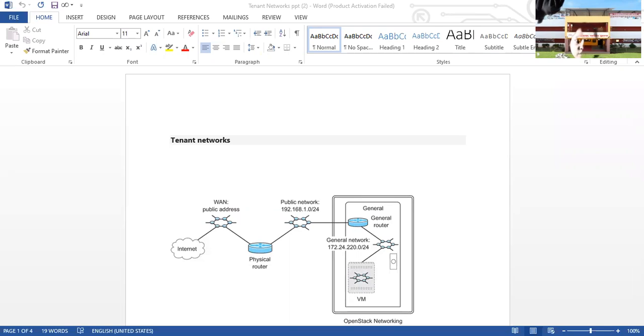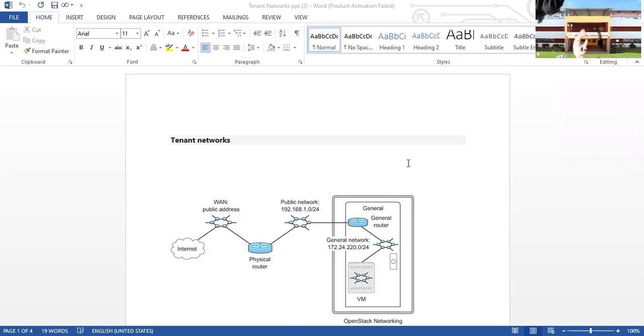This is the next lecture in your cloud computing course. Let's discuss tenant networks. Tenant networks are created by users for connectivity within projects. They are fully isolated by default and are not shared with other projects.